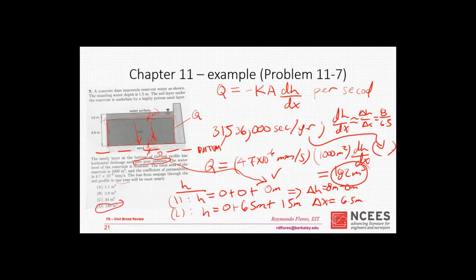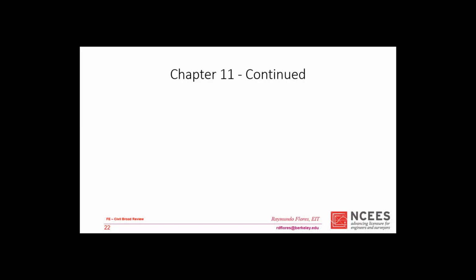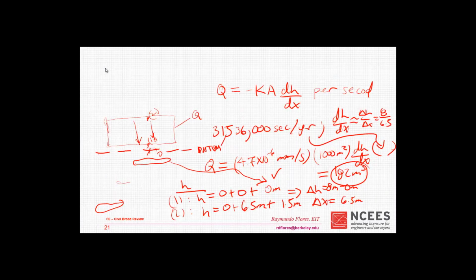So let's move on. Okay, now this is where we're going to get to. This is the beast. I went over a lot, and I'm sorry. Okay, let's move on.